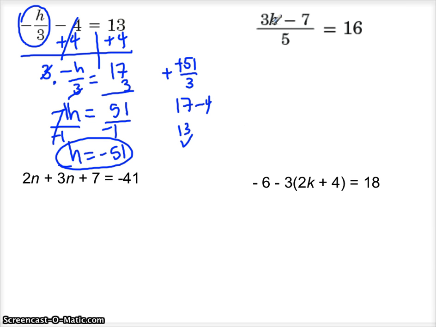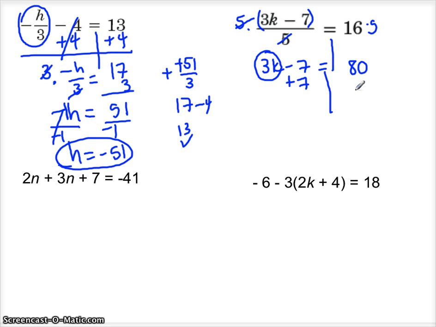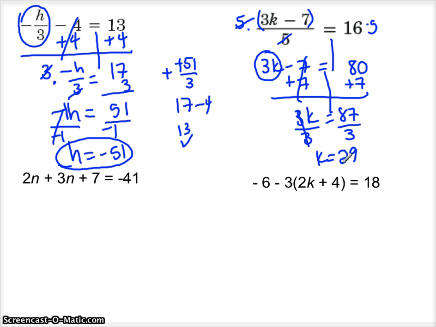All right, this next one, 3k minus 7, all divided by 5. Because that's all divided by 5, that's like saying right there is your variable term, 3k minus 7. You look at that first, all of that divided by 5, which means in order to get rid of it, you multiply both sides by 5. Okay, so now you have 3k minus 7 equals 16 times 5, which is 80. Then here's your variable term again. Add the 7. So 3k equals 87, and divide by 3, k equals 29.